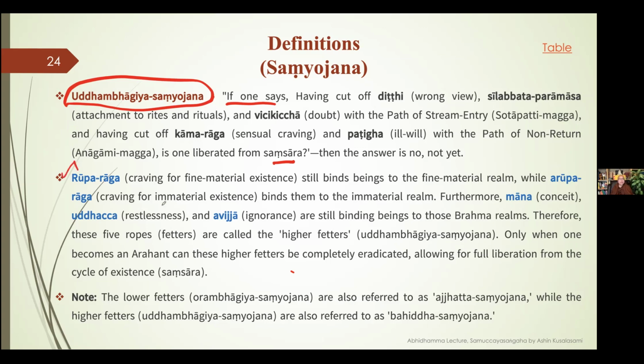Yeah, Rupa Raga. So as long as Rupa Raga has not yet been eradicated, he still has the possibility to be reborn in the Rupa realms, the five material sphere realms. So Rupa Raga binds beings to the Rupa realms. And also the same with Arupa Raga. So as long as a being has not yet eradicated Arupa Raga, he definitely still has the possibility to be reborn in the Arupa realms. So that shows that Arupa Raga binds beings to the higher realms, the Arupa realms. And so these two are clear.